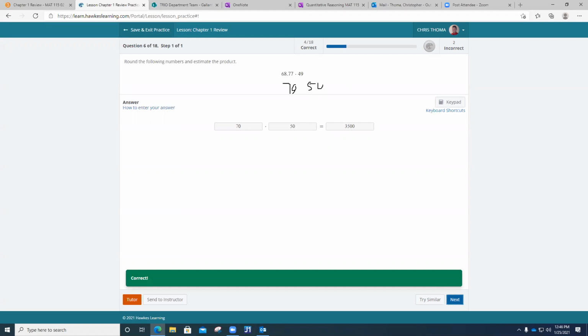So remember, I want you to round both, not just one. That's how Hawks explains the rounding rules, and it's a great word for estimating. But there are times, like I said in class, that I will only round one. But again, that is completely up to you.